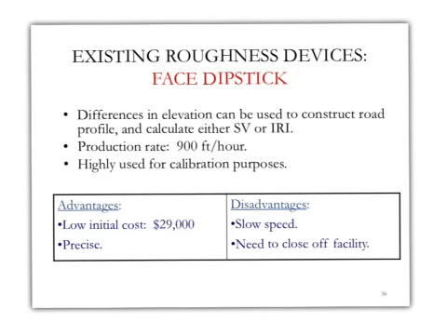The advantage is, again, its low initial cost. It's roughly $29,000, and it's very precise as well. When it comes to disadvantages, again, slow speed. We cannot really use it that much, especially on a bigger network, and we need to close off the facility when we do such measurement, unlike other types of measurements where we tend not to close the road, which simply involves a vehicle driving at the speed limit.